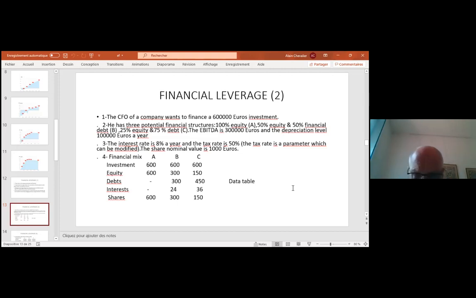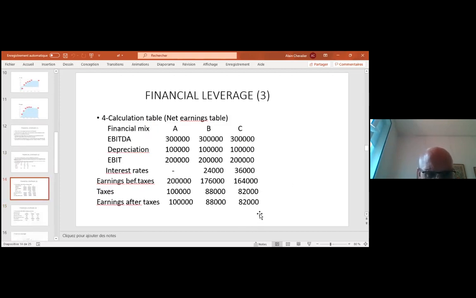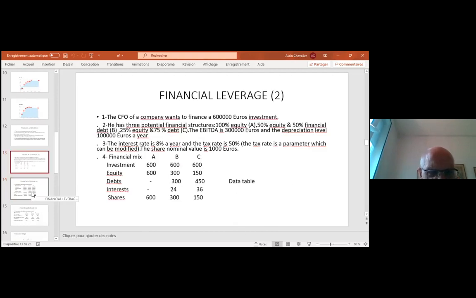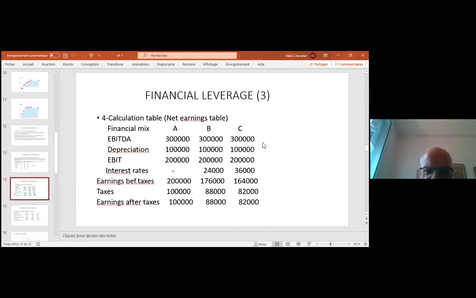Okay, so you have now the basic data, and we have to move to the next slide. The next slide is somewhere here. We were here, and now we are here. Okay. So this is the calculation of the earnings. I call them net earnings or operational earnings or operational income. It doesn't matter. That is the bottom line of the income statement anyway.